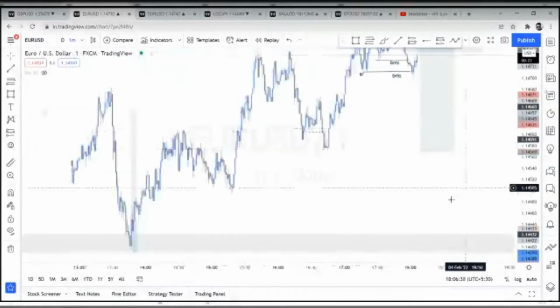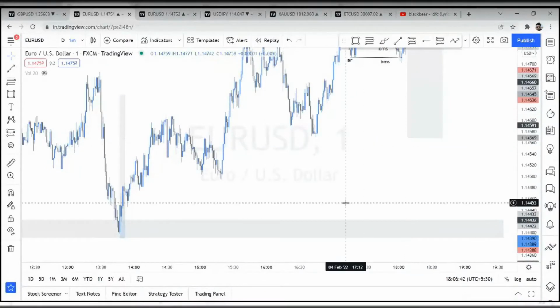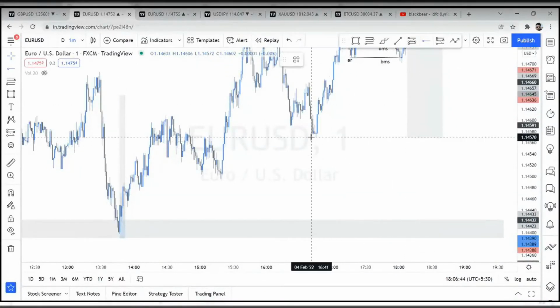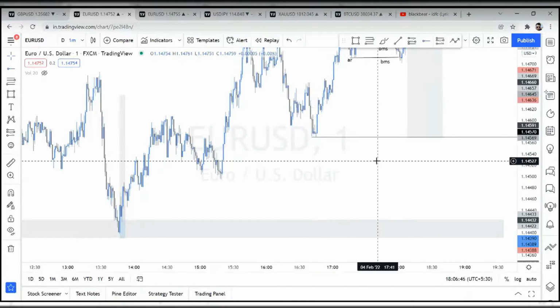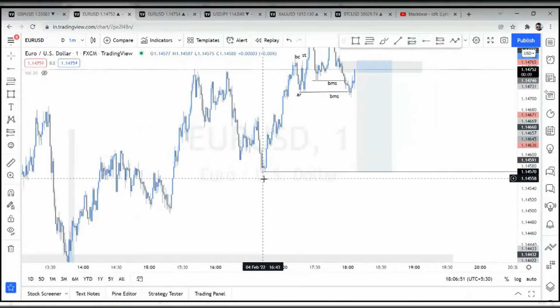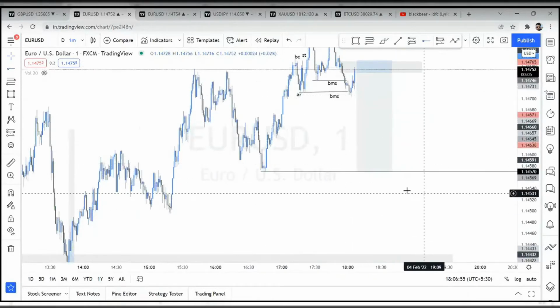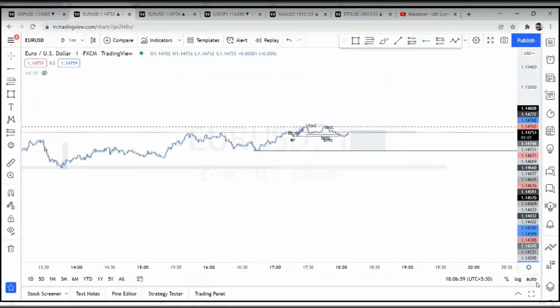So can we target this low? Yes, we can. But let's target this first. Maybe you can book 50% or 80% of your whole orders here, and then leave the remaining 10-20%. Let it run if it wants to run. Who knows if it goes all the way here?